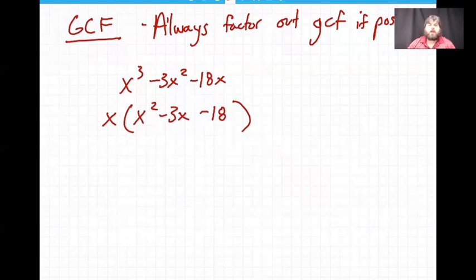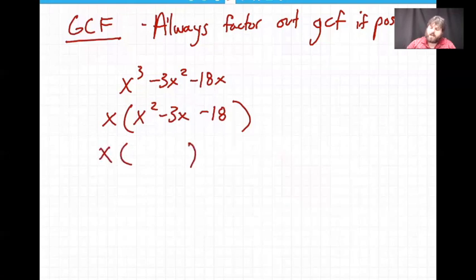So we're factoring. You can always check your work by distributing back in, right? If I multiply back in and I get the same thing I started with, which if you multiply x times x squared, you do get x to the third. If you multiply x times negative 3x, you get negative 3x squared. And if you multiply by negative 18, you do get that. So we know we did that correctly. You can always check your work.